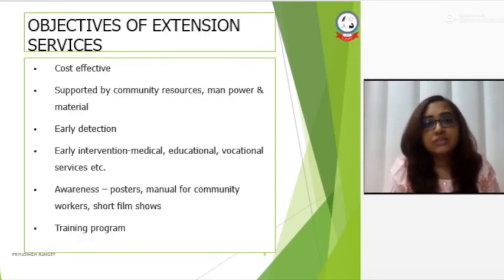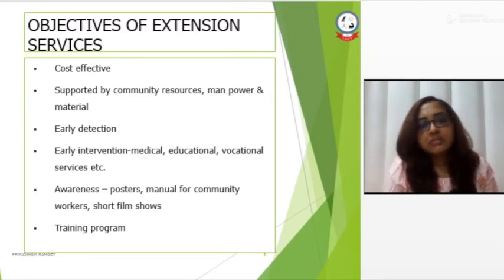The main objective of extension services is that it is cost effective, which is the main benefit that we can see here for the people. Because when we talk about a nation like ours, which is a developing country, the people are not that financially independent to gain healthcare services from private infrastructure, private organizations. Hence, it is a boon for these people, because extension services usually are paid by the community and or by the government, and the people do not have to pay for them. So the cost effectiveness is a boon for the people who usually require them.